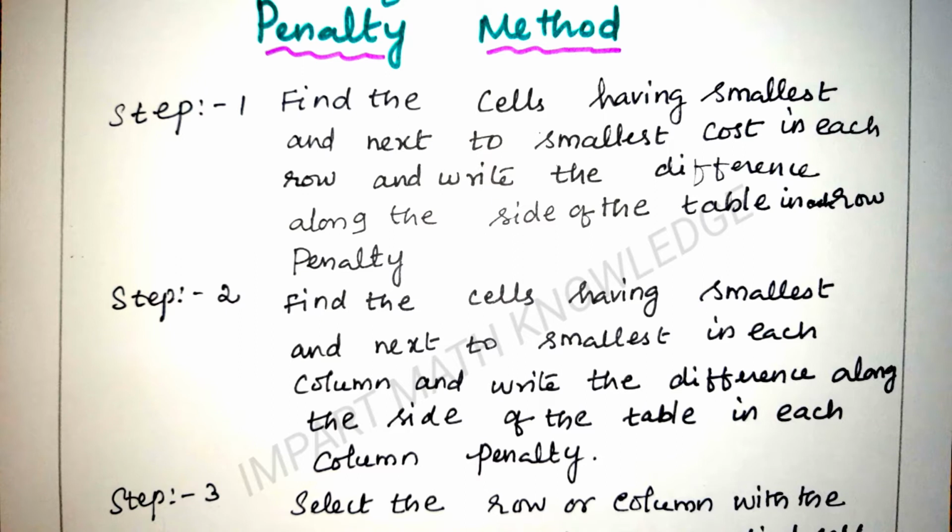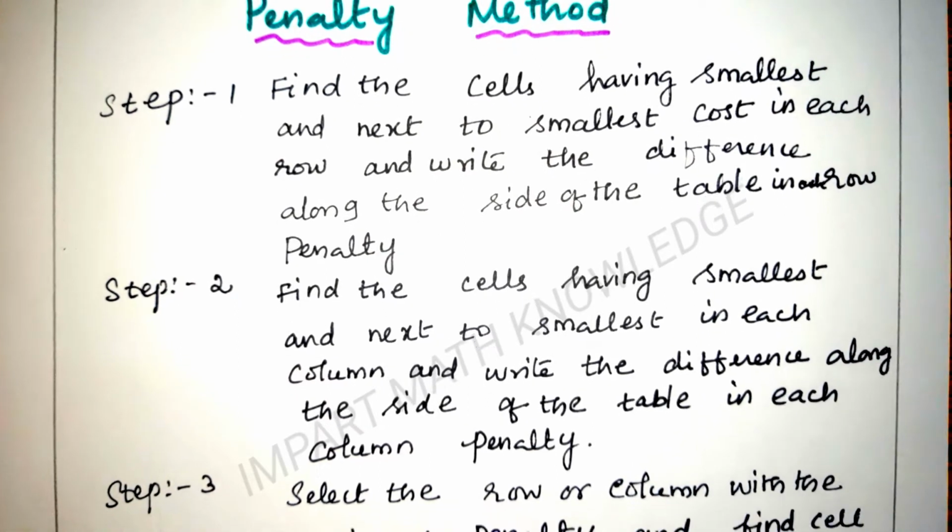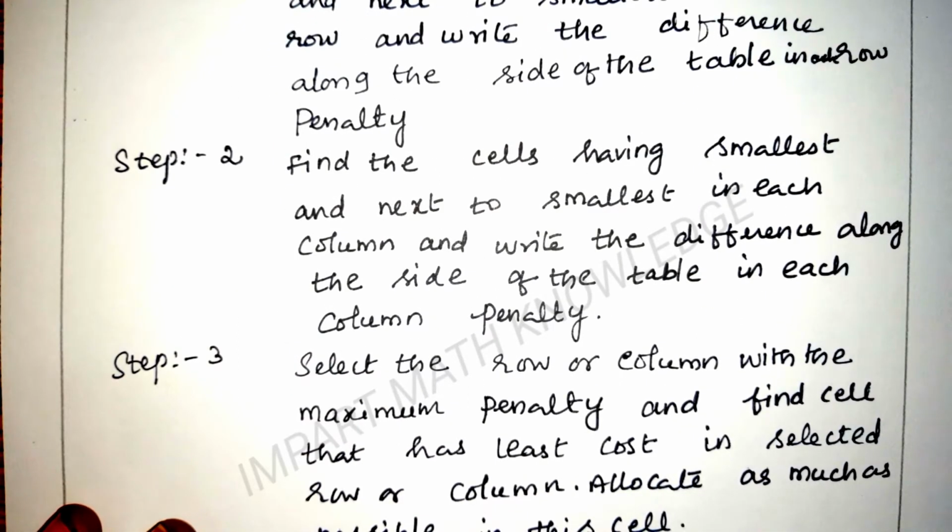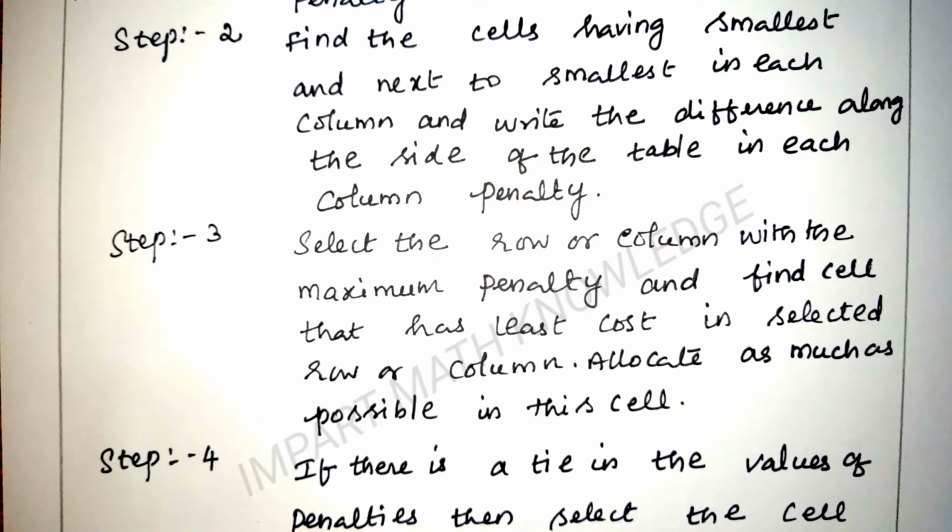In the first step, we have to select the smallest and the next smallest cost in the first row, and you write the difference along the side of the table in each row. Step 2. Select the smallest and the next smallest element in each column and write the difference along the side of the table in each column. After that, you have to select the highest penalty from row difference or column difference.